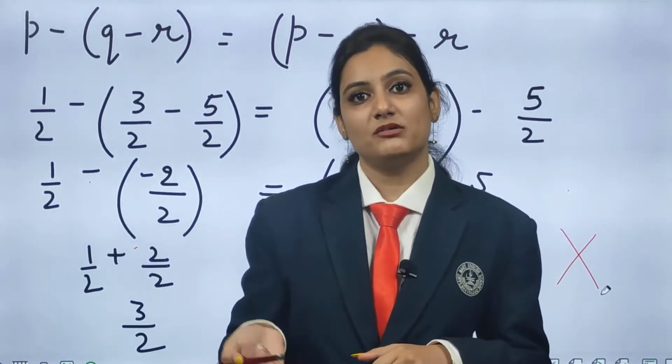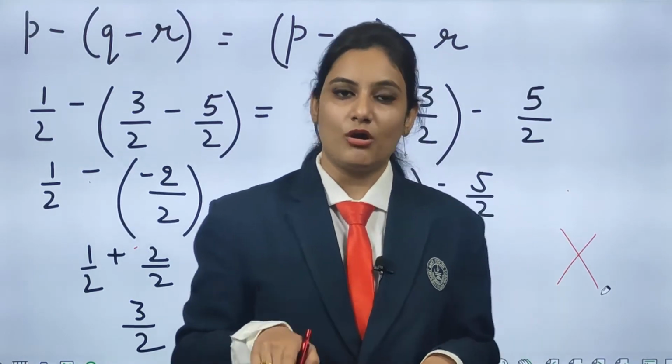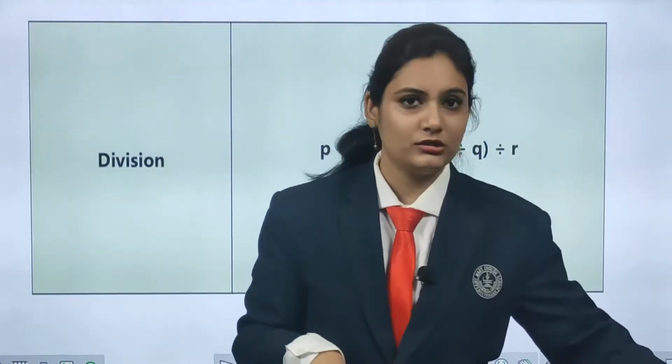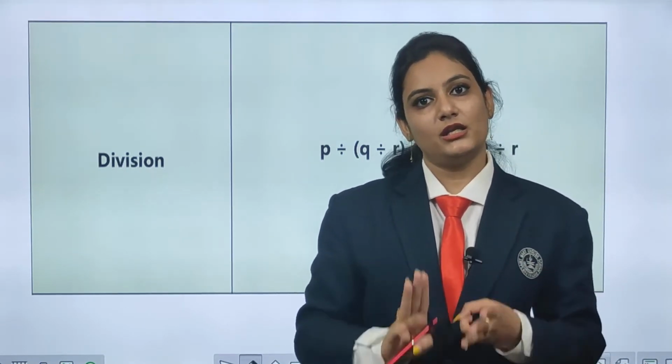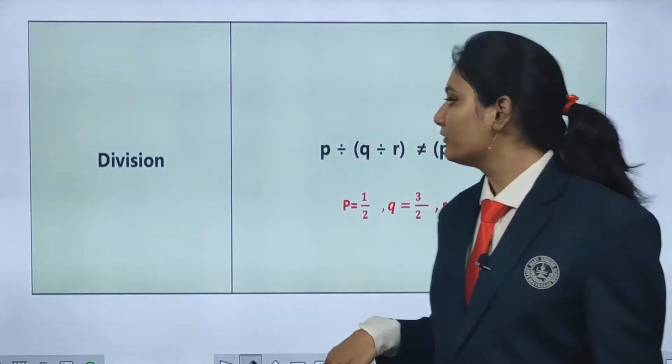Now, we will see whether division is possible or not. Now, division, same process, we will take 3 letters, take 3 any numbers and we will divide the numbers.